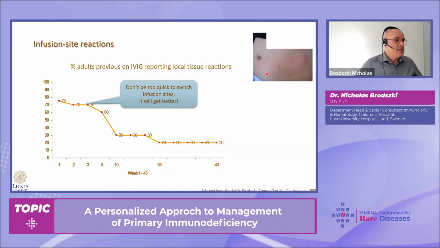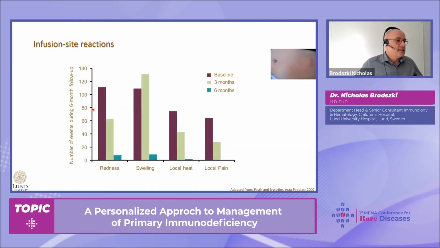And this is visible on all the parameters. They looked at redness, swelling, local heat, local pain. The red dots are at the beginning of the treatment, and the blue ones at the end, or after 6 months. As you can see, the side reactions are going down. So keep giving it to your patient on the same site, and your patient will have fewer symptoms.